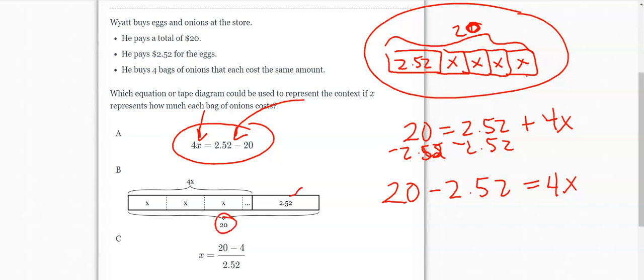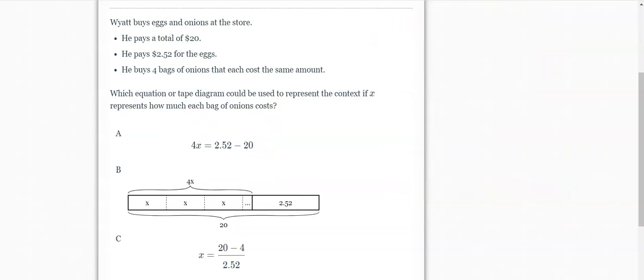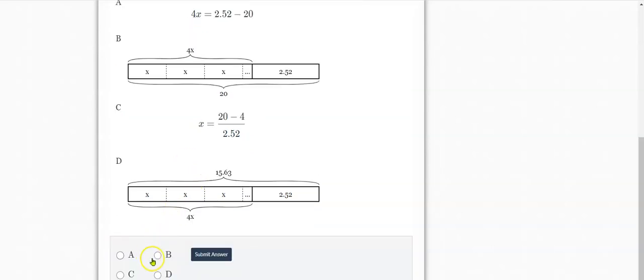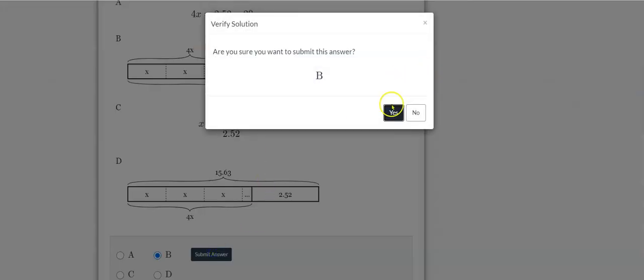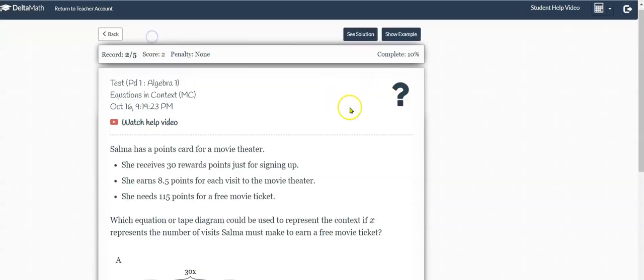Close, but not quite. Now let's look at this next one here. 20, 2.52. There are 3 boxes here, but the dot, dot, dot represents more, and they're telling us how many. So that matches my tape diagram. So I'm going to go with choice B. Submit my answer.